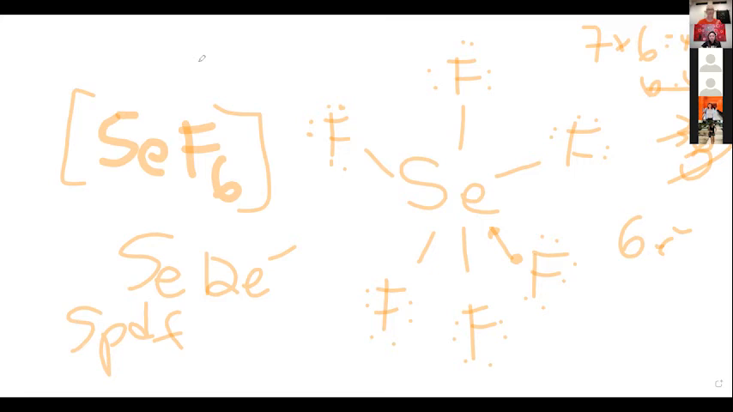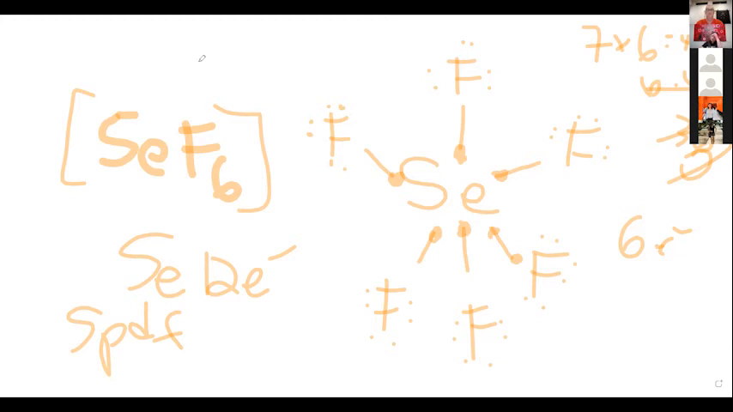How many valence electrons should selenium have? 6. And how many does it have? It has 6, right? It has 1 from each of these bonds, so it has 6. So selenium is just super, super happy. It has 6 valence electrons and it has a full octet plus. So selenium's good to go.